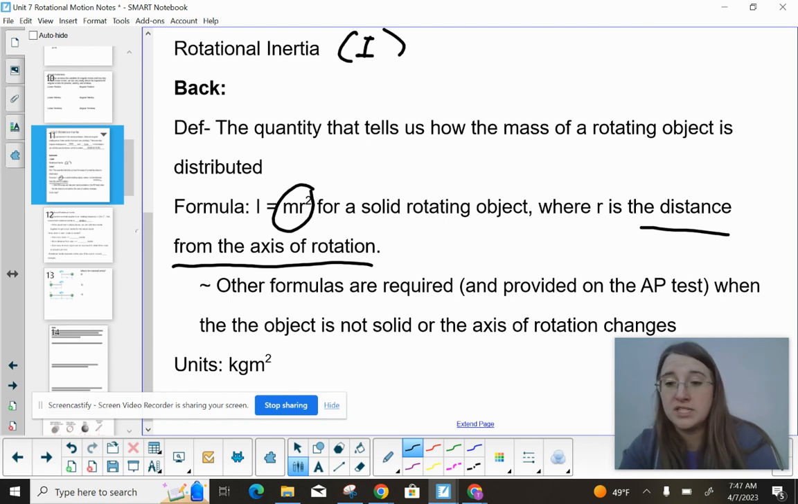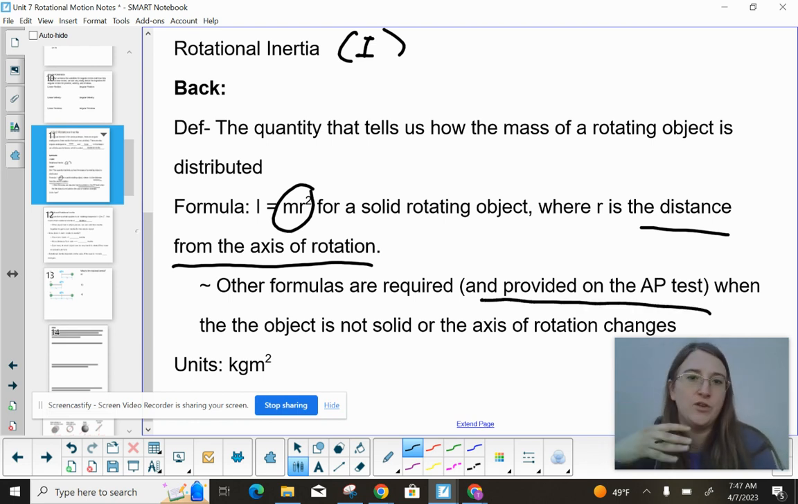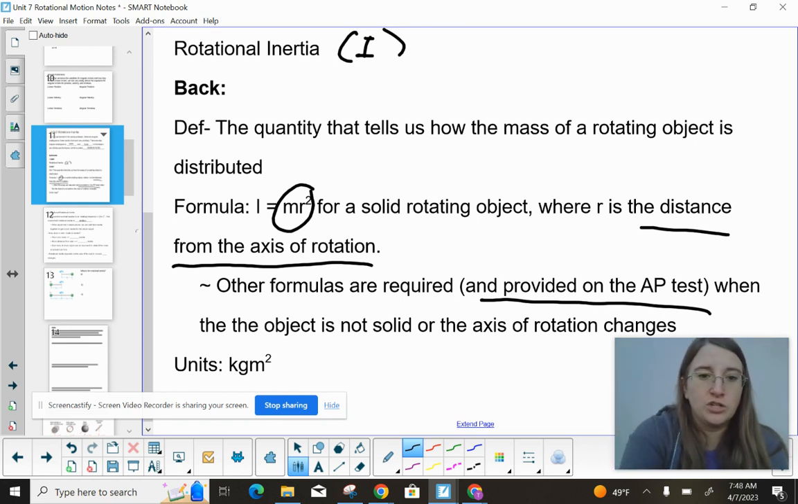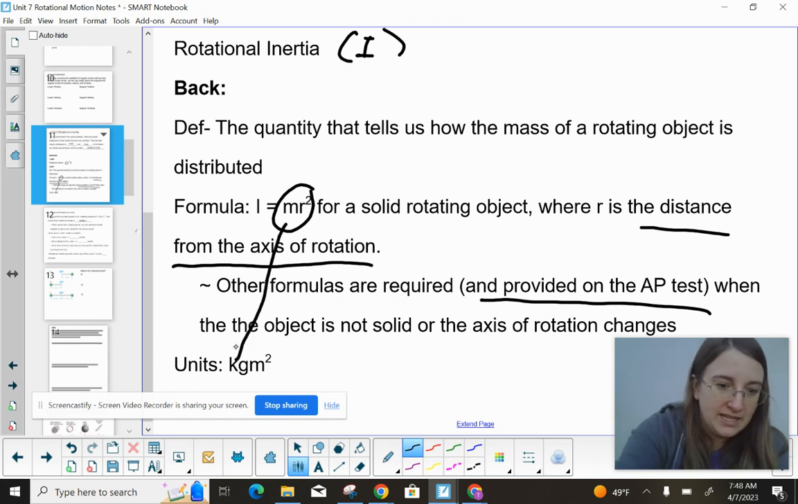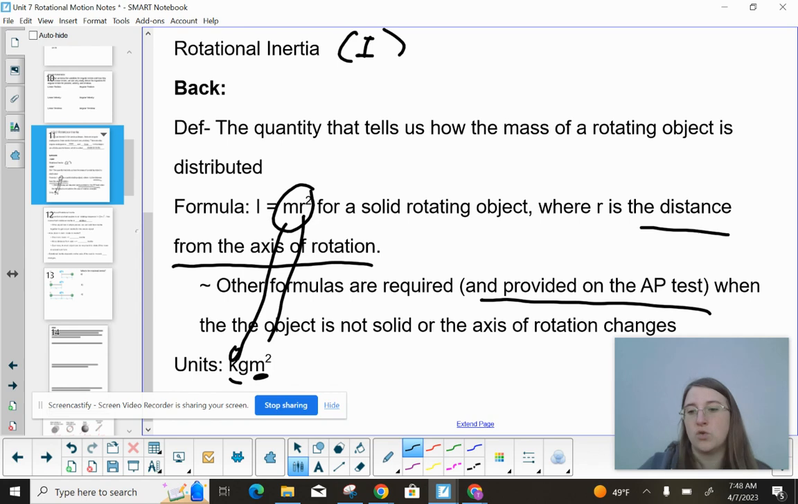So there are formulas for these different objects. They'll provide them in the question if you absolutely have to use them. And the units for rotational inertia, hey, we should be able to do this now. I should be able to do this immediately because it's mass and radius. It's kilograms for mass and meters squared for r squared. So kg·m² is the unit of rotational inertia.